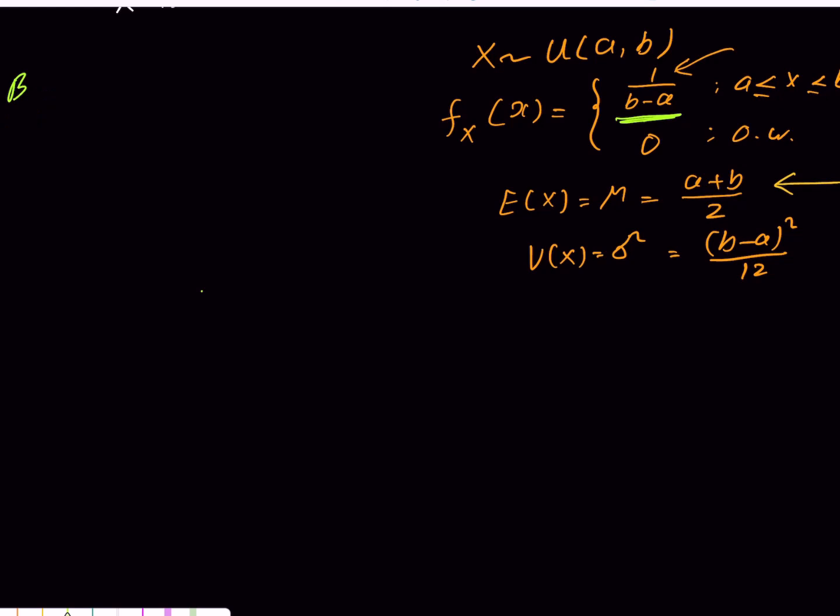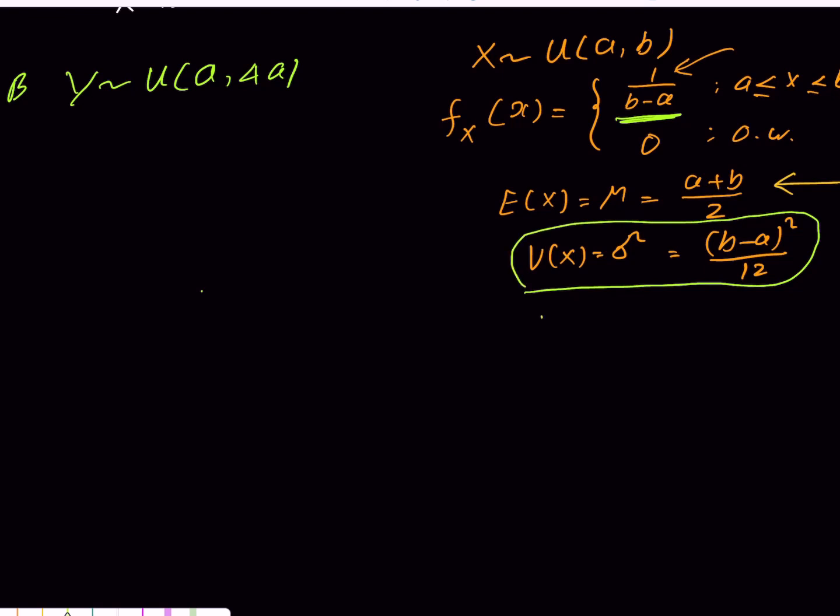Y is uniformly distributed over the interval a to 4a. Use integration to find the variance of Y in terms of a. Okay, it's asking to use integration to find the variance of Y. Without integration, you can find it using this formula.